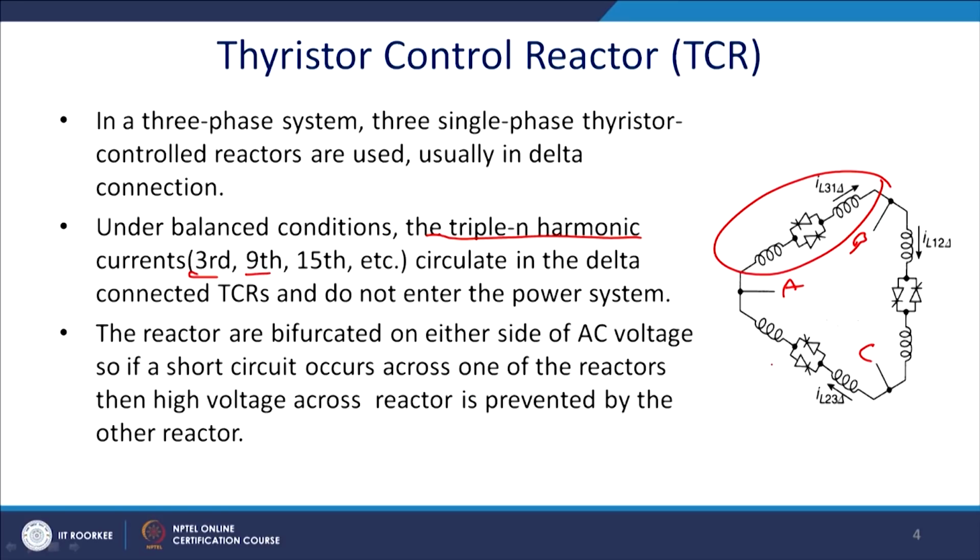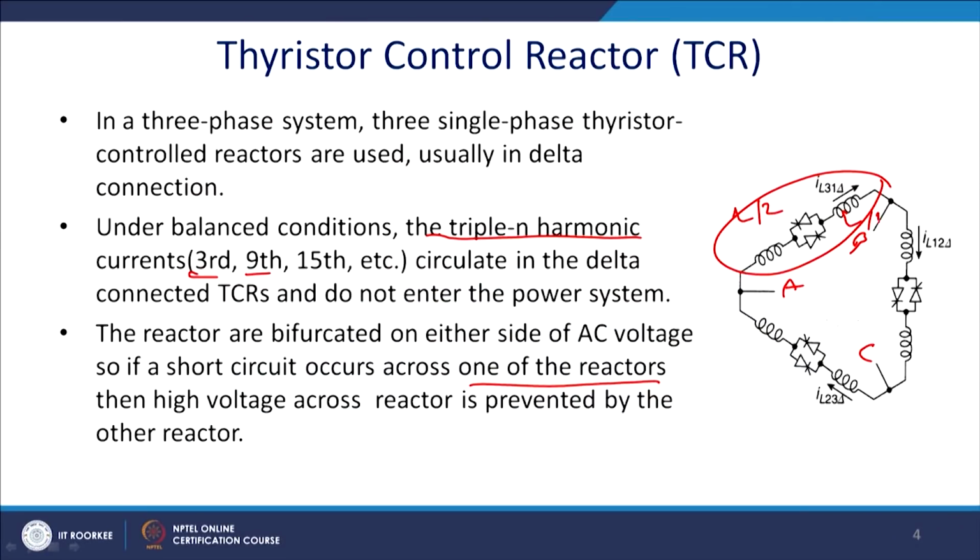source, so that if a short circuit occurs in one of the thyristors or one of the reactors, then the voltage across the reactor is prevented by the inductor present in the system. For this reason, L by 2 and L by 2 will be split in every connection. This is the overall architecture of this delta connected TCR, where the third harmonic has been eliminated from the line.